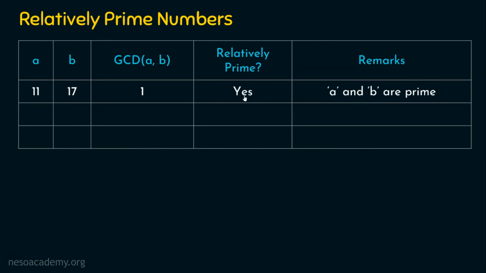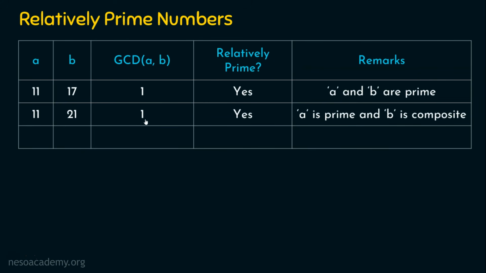Is there any rule that A and B should always be prime? No. Just see the second scenario. In the second scenario, we have A as 11, which is a prime number. We have B, which is 21, which is a composite number. Why? Because it has factors other than 1 and 21. It has 3 and 7 also as factors, right? So 21 is not a prime number. But still, when we compute the GCD of 11 and 21, we get 1 only as the GCD. Because there are no common factors that can divide both 11 and 21 except 1.